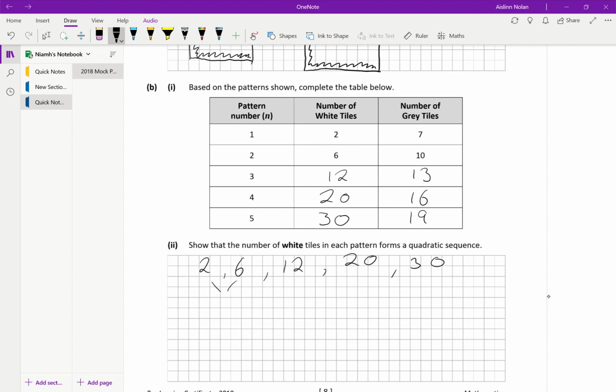So the difference between 2 and 6, you'd have to add 4 on. 6 and 12, you'd have to add 6 on. 12 and 20, you'd add 8 on. 20 and 30, you'd add 10 on. They're not the same, which means it's not linear.